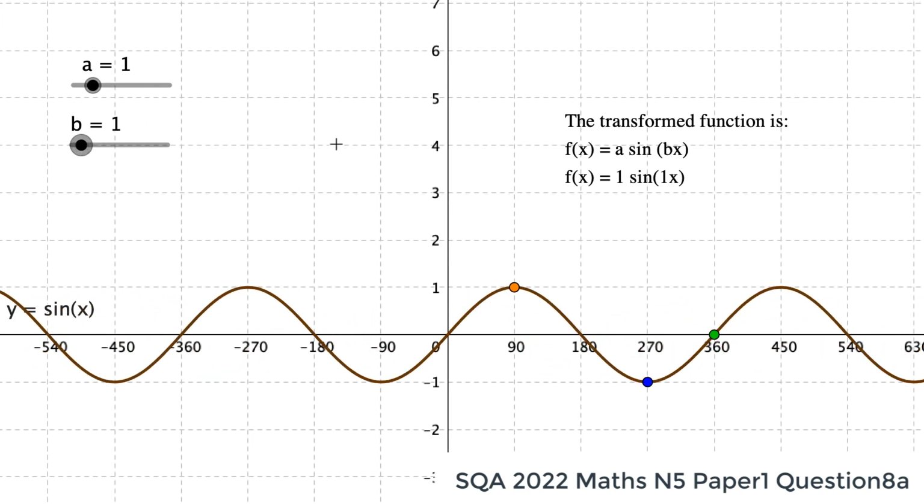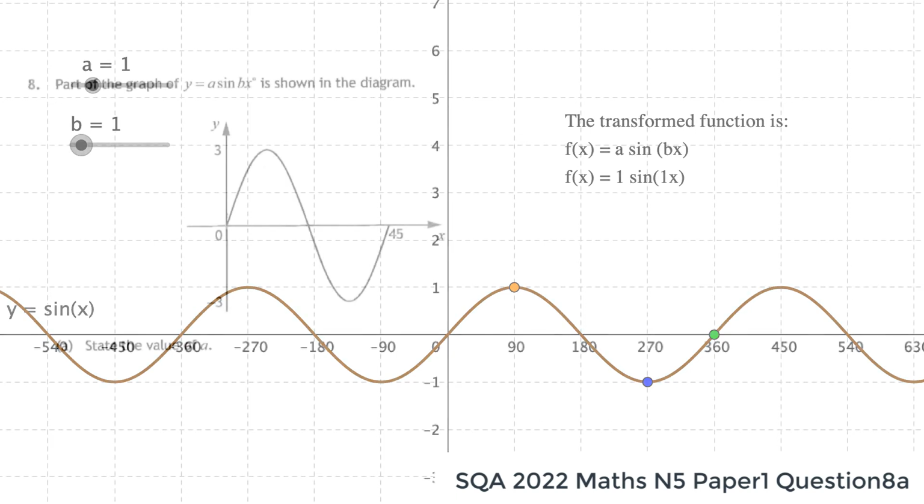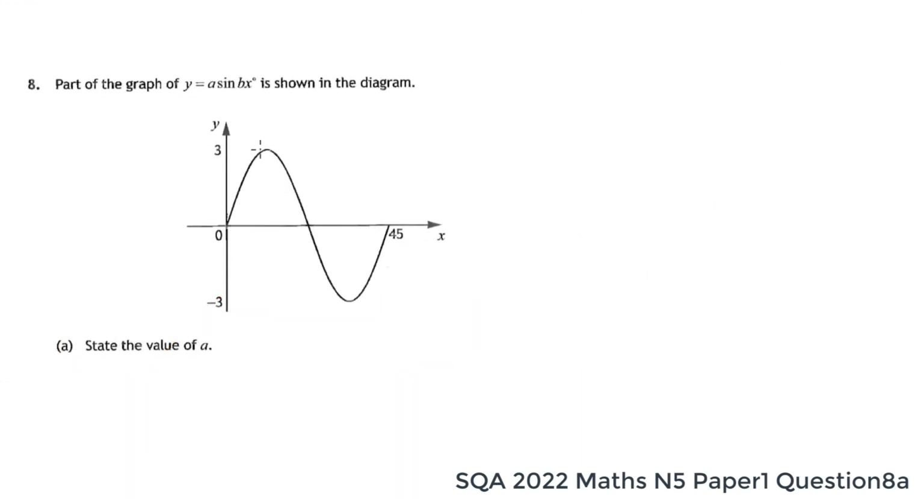So that gives you a feel for what these A and B numbers are doing. So now if we look at the question graph, you'll notice it has an amplitude of 3, goes up to a height of 3 and a minimum value of -3. So its amplitude is 3.